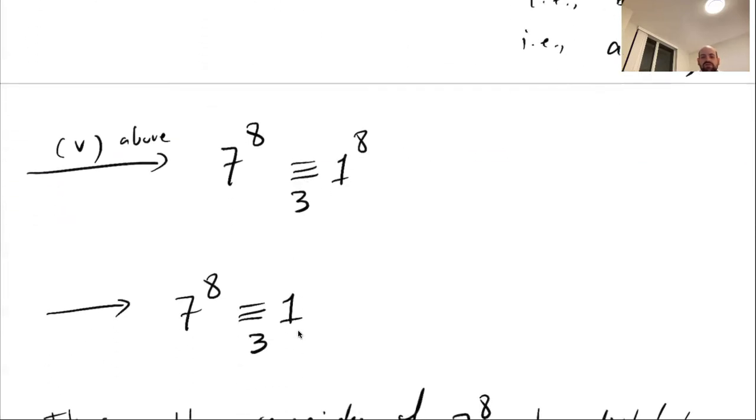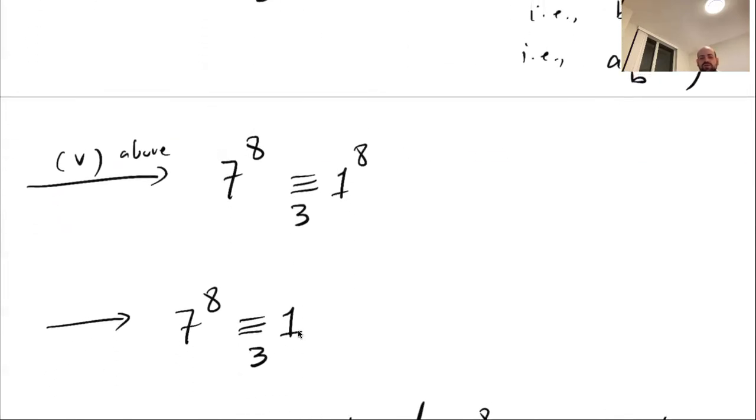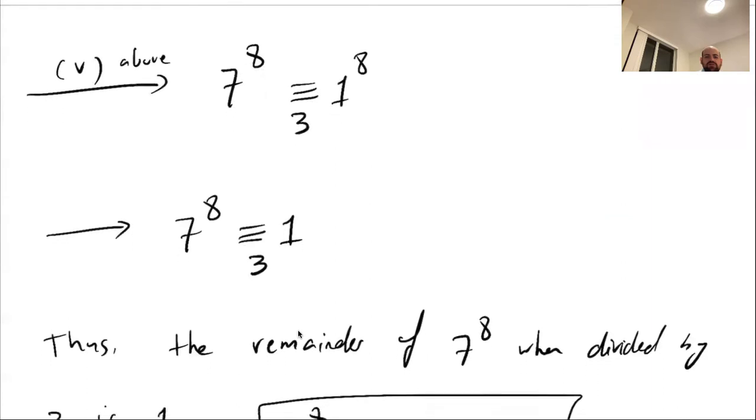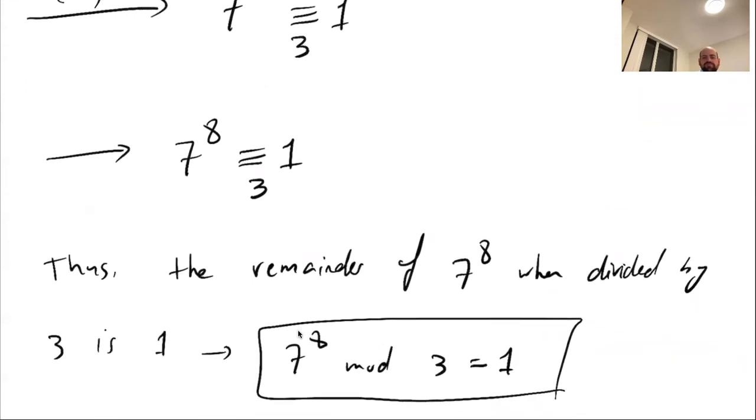And 1 to the power 8, as you know, is 1. So that means 7 to the power 8 is congruent to 1. But we just said that any number is congruent to its remainder, right? So the remainder has to be 1. 7 to the power 8 is congruent to 1, so that means the remainder has to be 1. Okay.